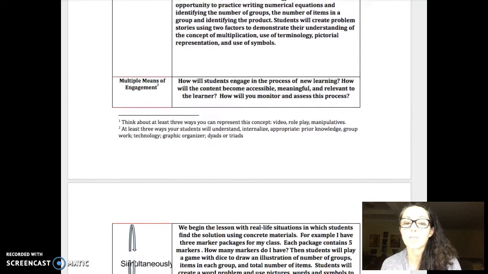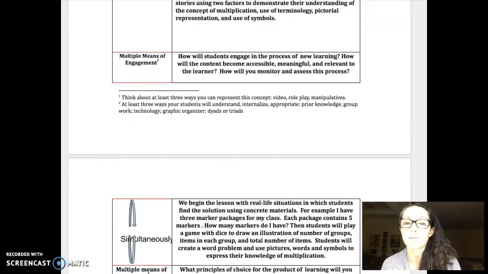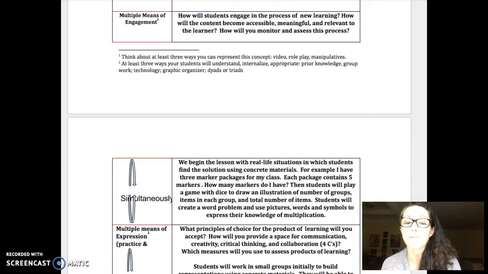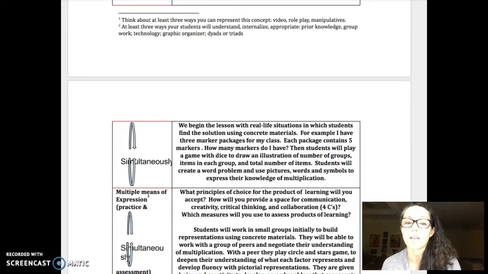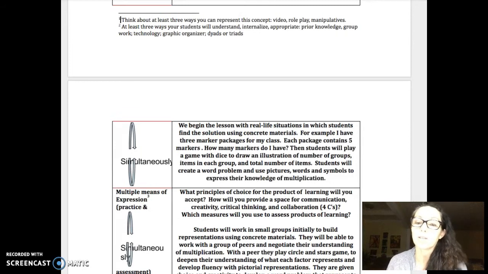So in terms of engaging my learners, when I talk about all of these different activities that I'm going to be doing, I'm engaging them because I'm beginning with real life situations and having them use concrete materials to represent these situations. And I give a particular example of having markers in my classroom, and each package contains 5 markers. If I have 3 marker packages, how many markers do I have altogether? So students might actually get a chance to illustrate that or use manipulatives to represent these problem situations. So it's real life, it's hands-on.